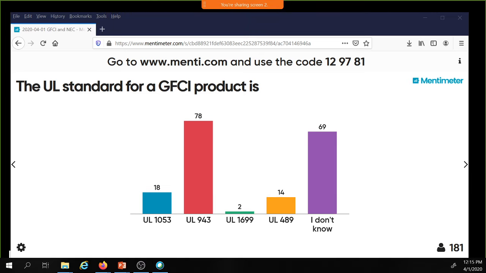All right. So, okay, those are the standards. UL 943 is the standard that you're looking at for GFCIs.